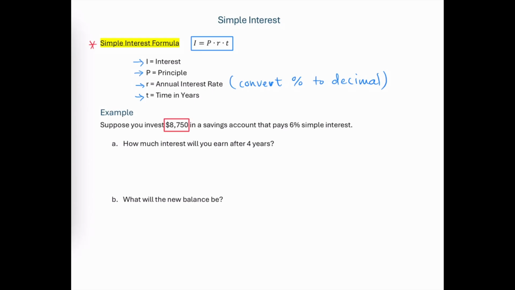Suppose we have $8,750 in a savings account that pays 6% interest that's calculated according to a simple interest formula. Part A says how much would we earn after 4 years. So essentially we're being asked to find the interest.